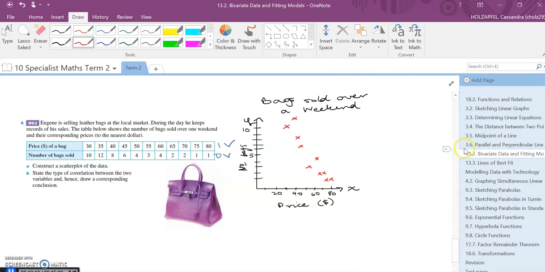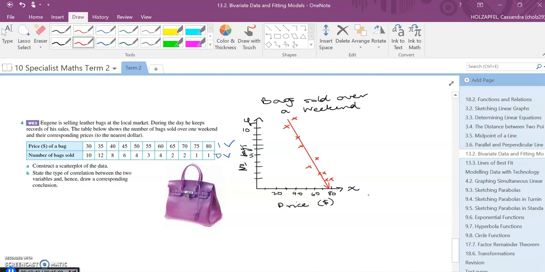Now I need to state the type of correlation between the two variables. You can see that this is going down, right? So this is going to be a negative correlation, because as the price goes up, the number of bags sold goes down, okay? So the conclusion is the more expensive the bag, the fewer of them that are going to be sold, or the cheaper the bag, the more that will be sold. So if you wanted to make a profit, you could sell the bags for a cheaper price. That might be my conclusion from this.